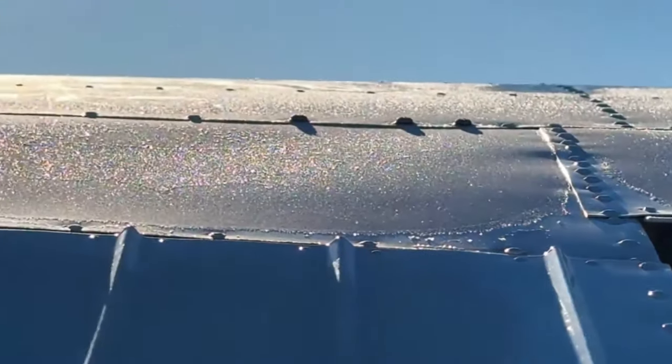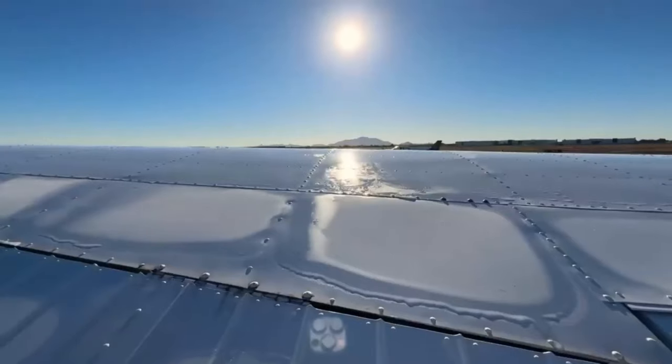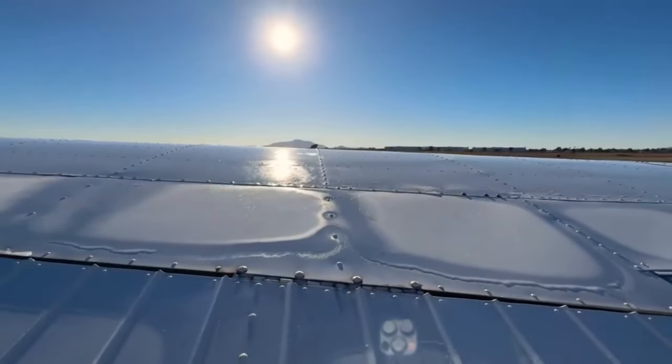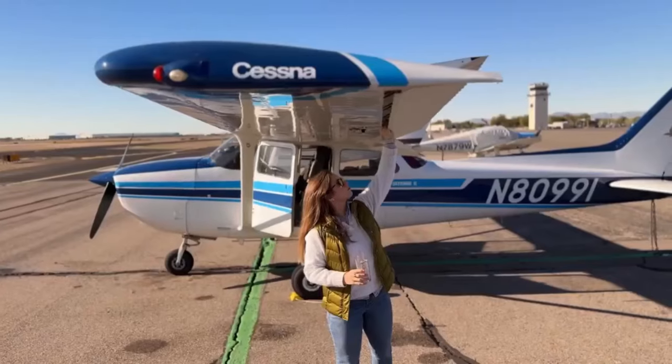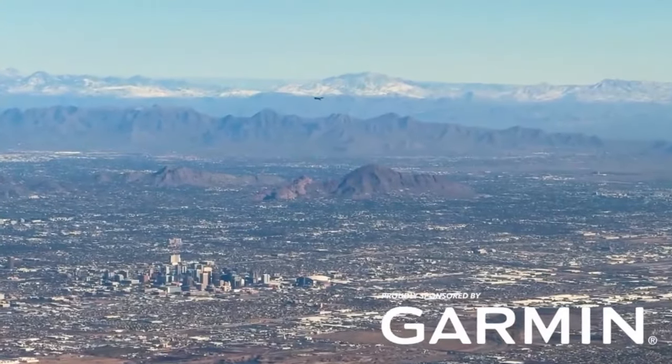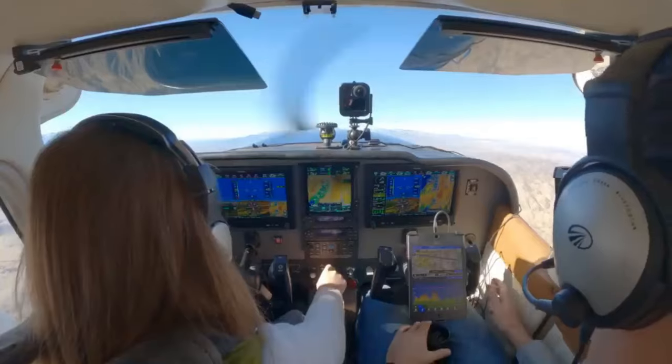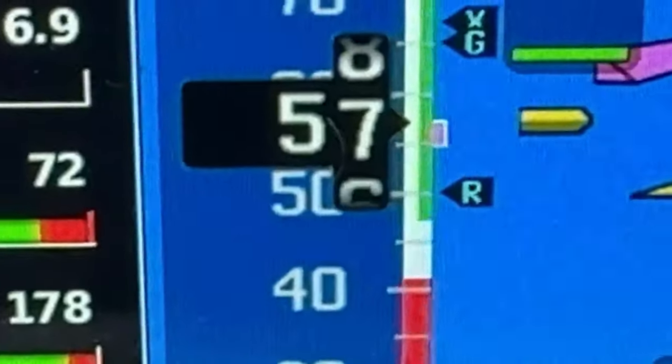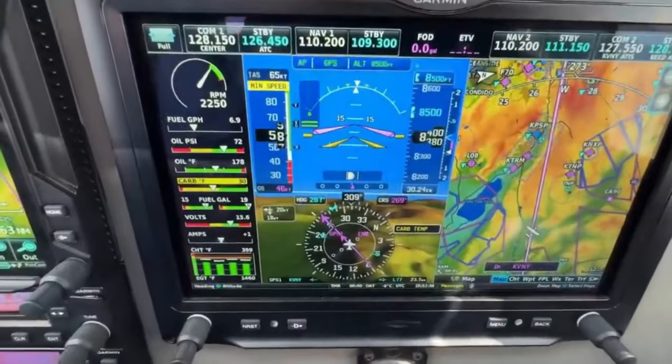Icing. One of the greatest hazards to flight is aircraft icing. The instrument pilot must be aware of the conditions conducive to aircraft icing. These conditions include the types of icing, the effects of icing on aircraft control and performance, effects of icing on aircraft systems, and the use and limitations of aircraft de-ice and anti-ice equipment.